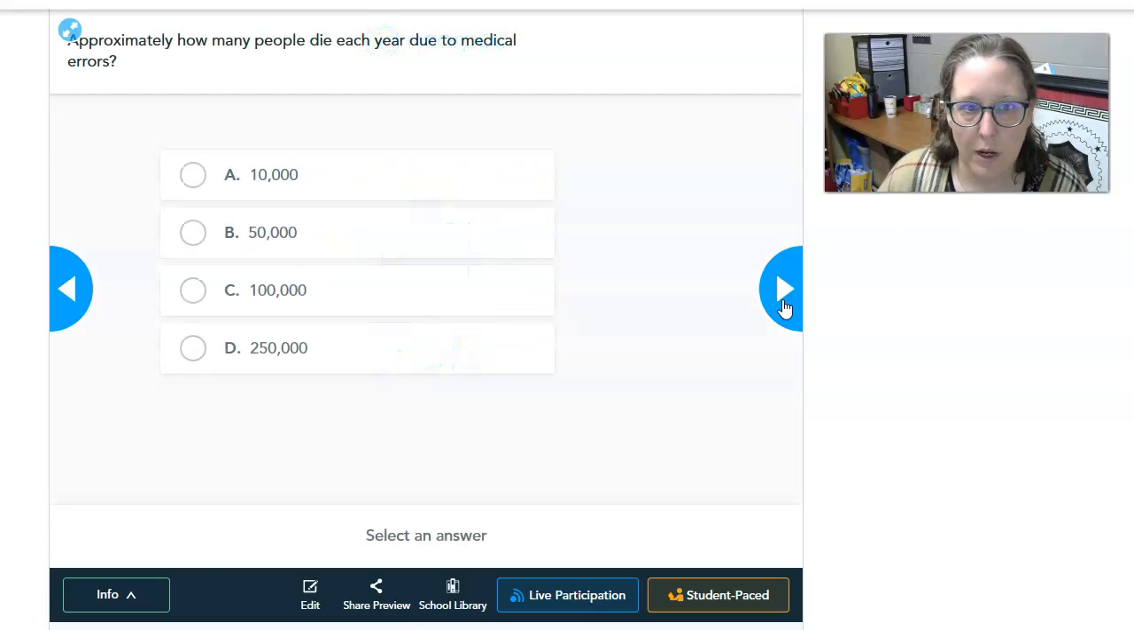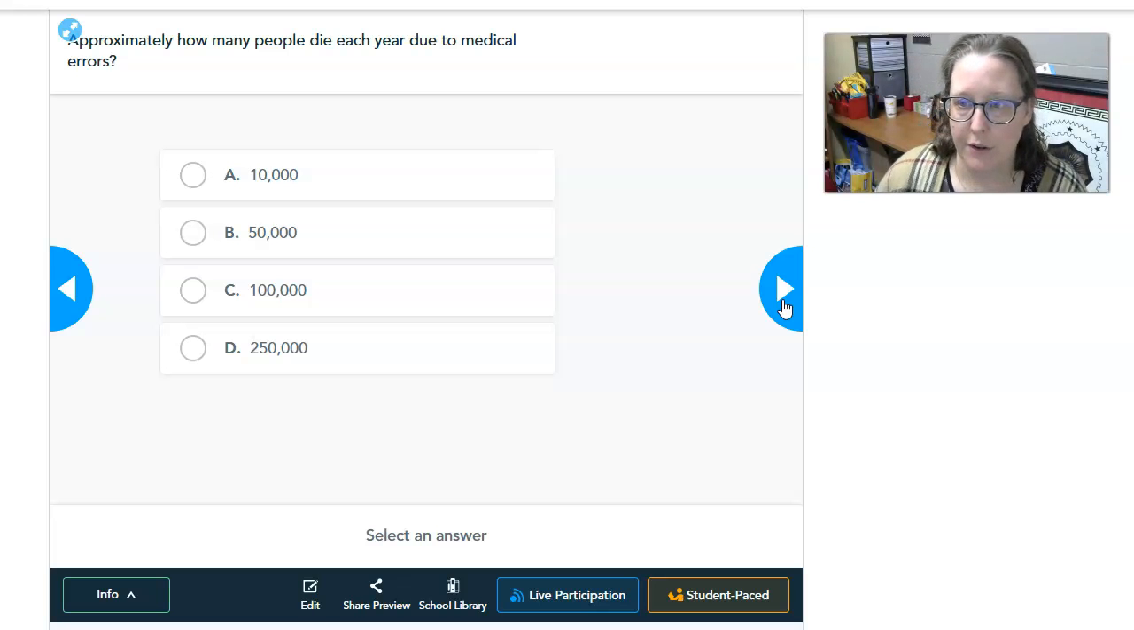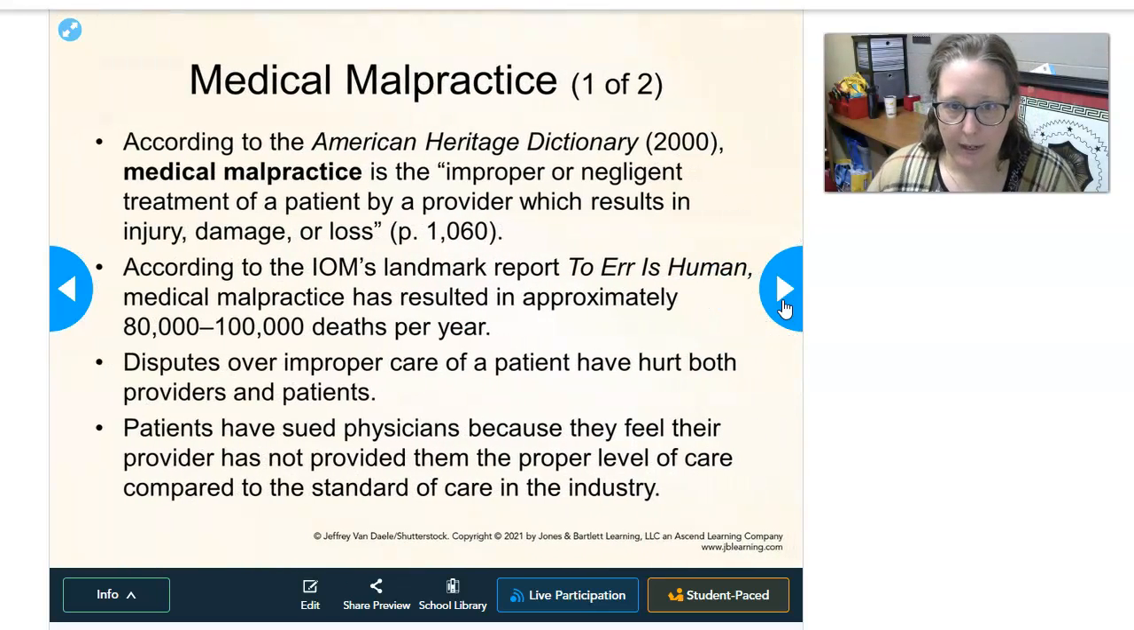Okay, so approximately how many people die each year due to medical errors? What is your thought? 10,000, 50,000, 100,000, 250,000? If you're near pod, answer that. And let's talk about medical malpractice.